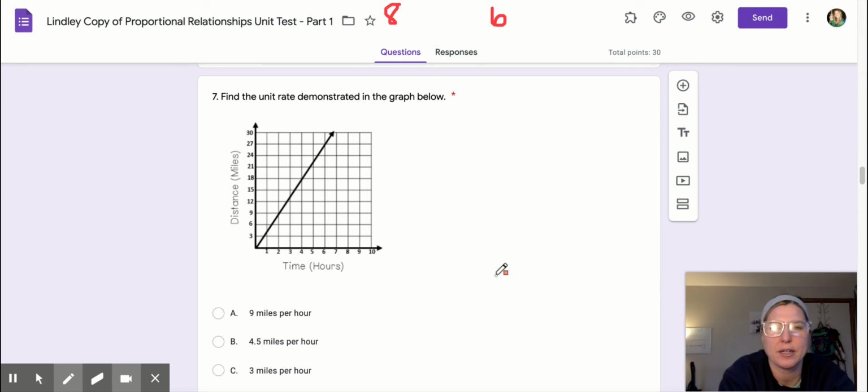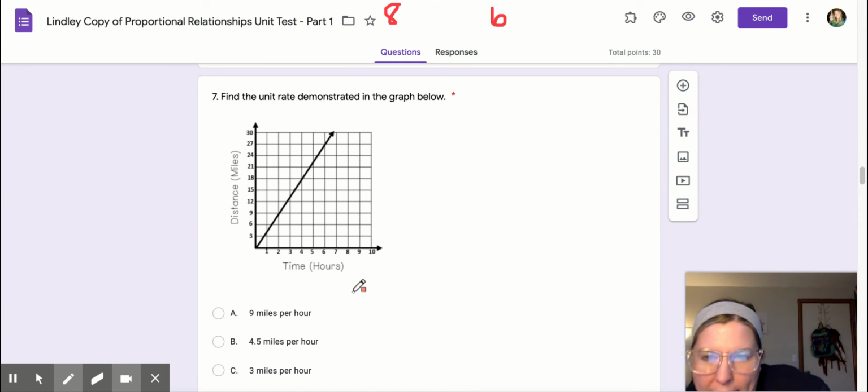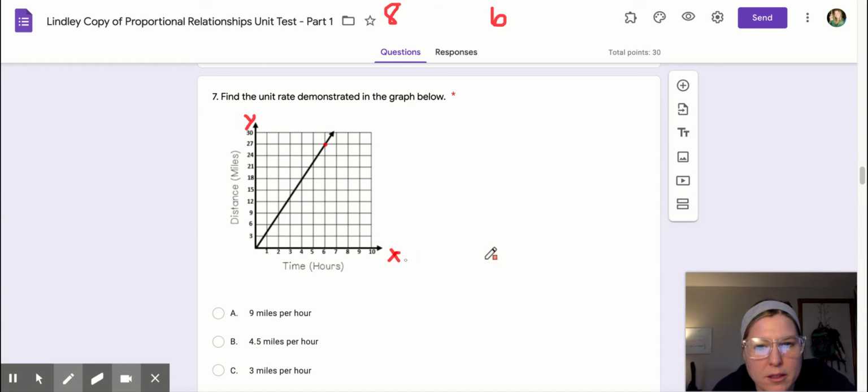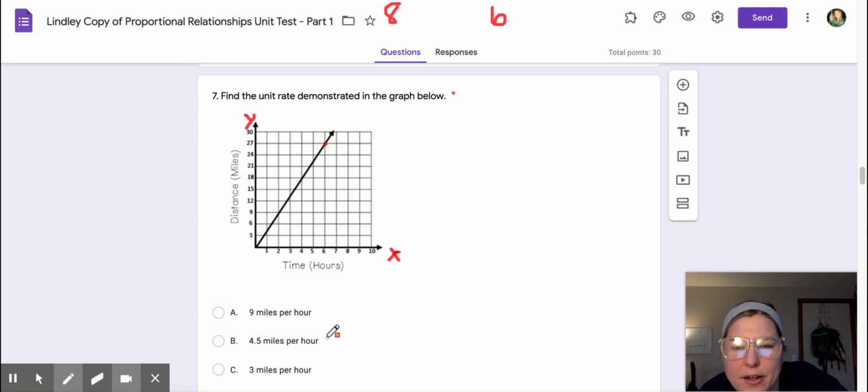Find the unit rate demonstrated in the graph below. Remember, you have to pick a point here. It looks like it definitely intersects maybe here exactly. And that would be, this is the Y value, and this is the X value. That's an X, not a backwards Y. So if that's the point you're using, you have to do Y over X to figure out the miles per hour. Okay, so use that point. You'd have to actually go over and see that value and go down here and see that value.